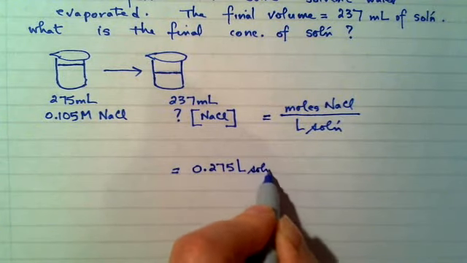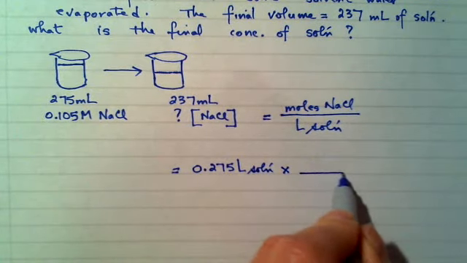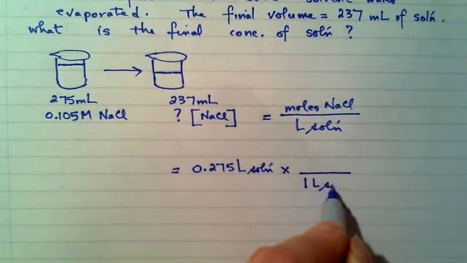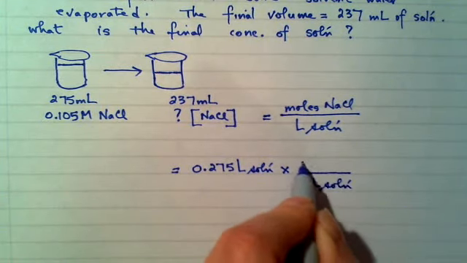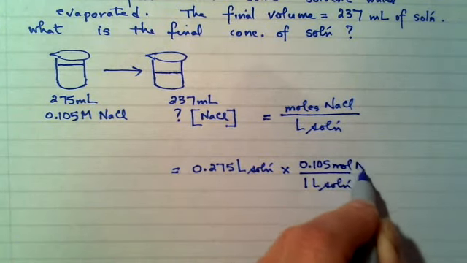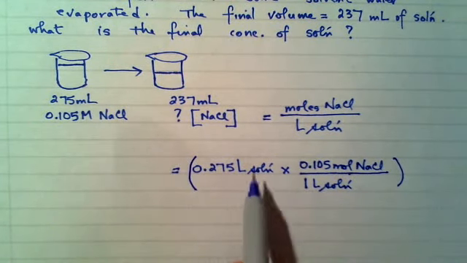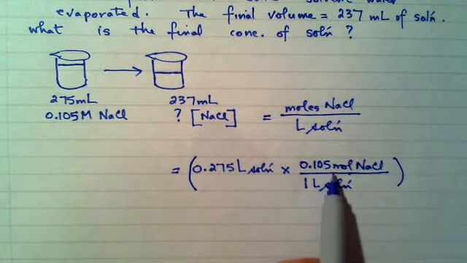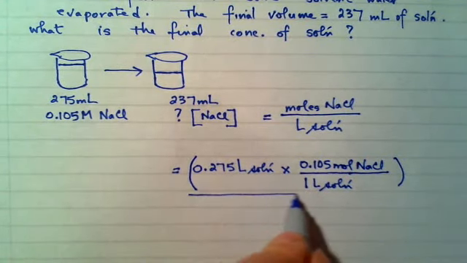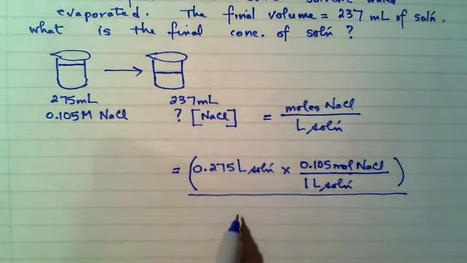of solution. And I know that in that solution, I had in 1 liter, I had 0.105 moles of sodium chloride. So these units will cancel and I'll be left with moles. So that's how many moles of sodium chloride were in here. But now I still have the same number of moles, but it's in a smaller volume.